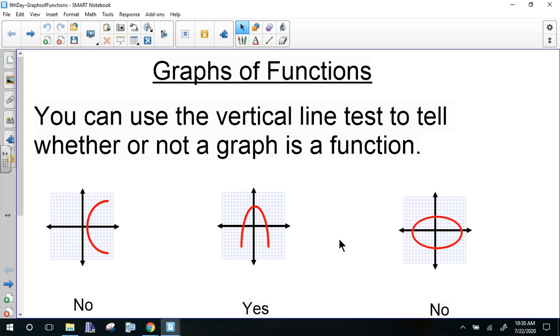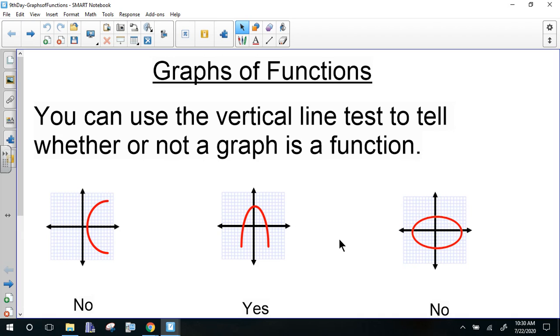Good morning. Today we're going to look at graphing functions. Yesterday we talked about domain, range, what is a function. Today we're going to look more into the graphs and how to tell if graphs are functions.